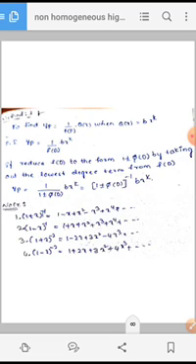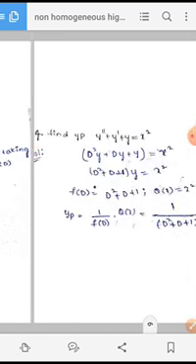Here the binomial expansion forms: (1 + x)^(-1) is 1 - x + x^2 - x^3 + x^4 and so on. The second one, (1 - x)^(-1), is 1 + x + x^2 + x^3 + x^4 and so on. Here (1 + x)^(-2) is 1 - 2x + 3x^2 - 4x^3 and so on. (1 - x)^(-2) is 1 + 2x + 3x^2 + 4x^3 and so on.